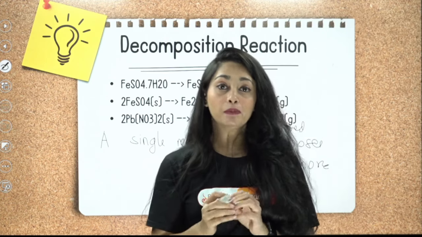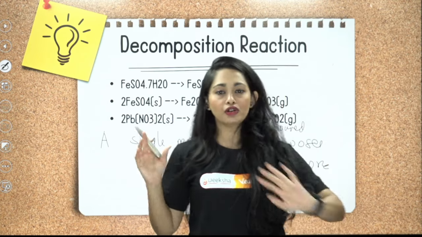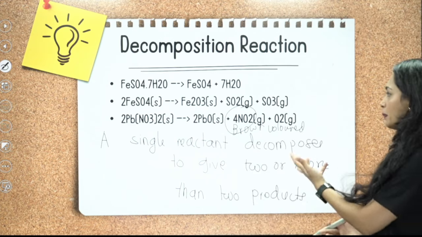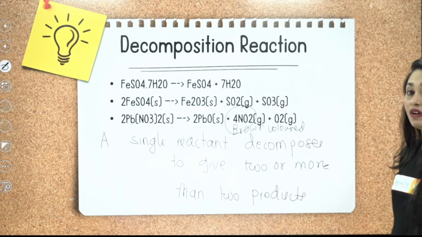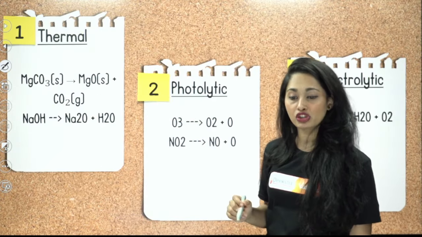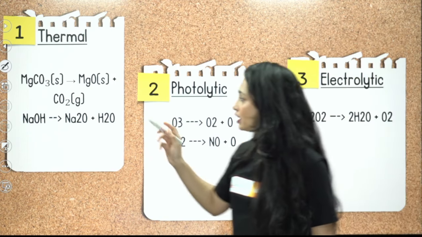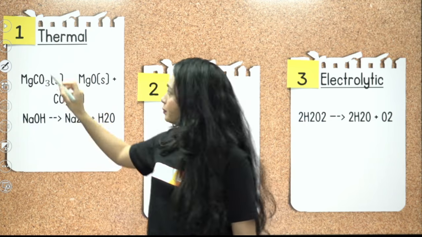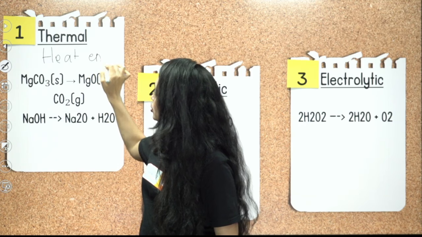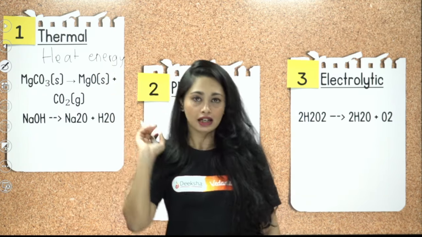But mind you, decomposition reactions need some kind of energy. These are not going to happen just randomly. Depending upon the type of energy, we have three types of decomposition reactions. The first one is thermal decomposition reaction, and then we have photolytic and electrolytic decomposition reaction. If a decomposition reaction happens in presence of heat energy, then we term it as thermal or thermolytic decomposition reaction.